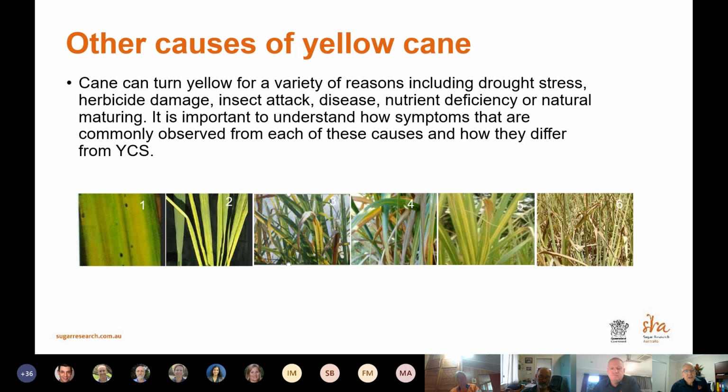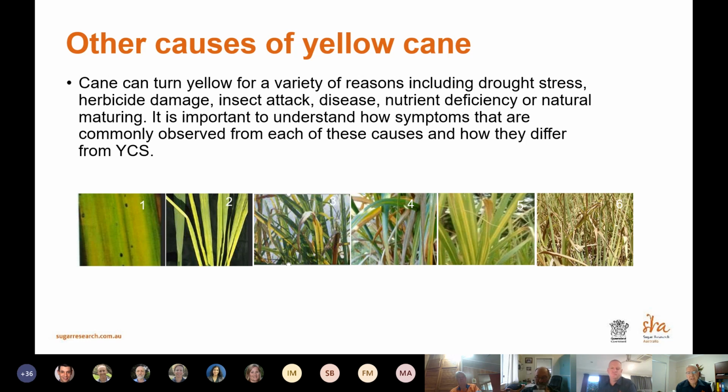The first one actually is damage caused by whitefly. The second one is a condition called yellow leaf syndrome. The third one is aphid damage. The fourth one is actually YCS. Fifth one is sugarcane yellow leaf virus. And the sixth one is water stress.